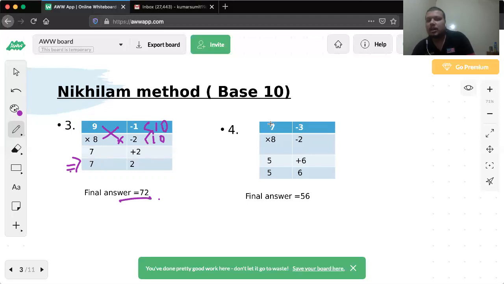Again, let's go on to another multiplication. 7 into 8. 7 is 3 less than 10. 8 is 2 less than 10.